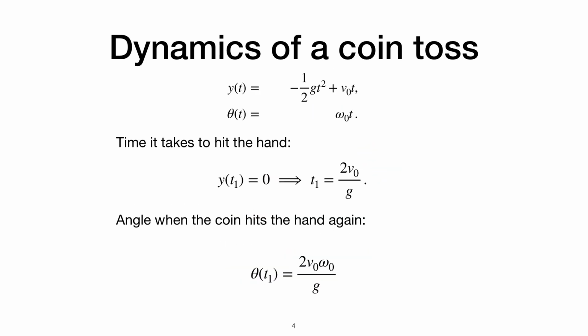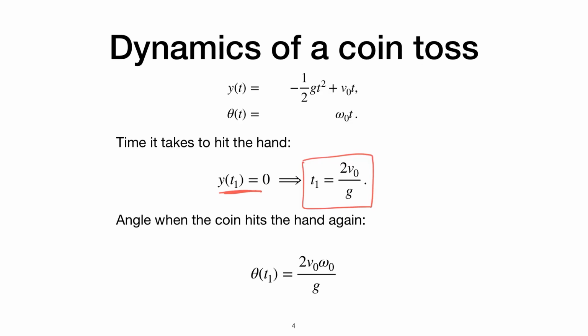Now I'm letting the coin go, and I'm waiting for it to reach my hand again. This happens when the height becomes 0, and the time at which this happens is given by this expression. It's just 2 times the initial velocity divided by the acceleration of gravity.